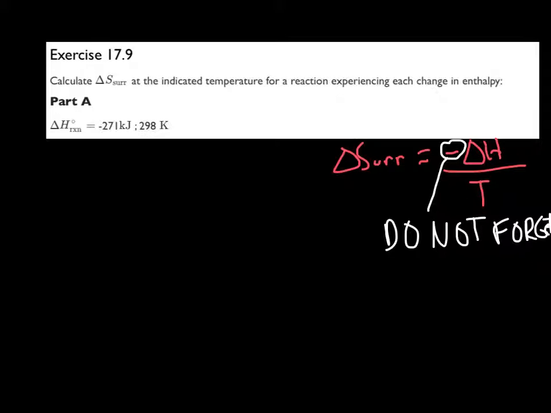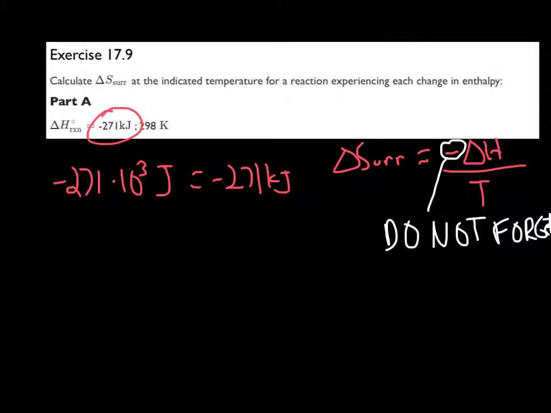So it wants us to find the delta S surroundings with this part A. Delta H equals negative 271 kilojoules and 298 Kelvin. Well, let's see. Delta S is in joules per Kelvin, right? So we have to convert this value right here to joules. So why don't we just go ahead and do that real quick. We have negative 271 times 10 to the 3 joules equals negative 271 kilojoules. So that's out of the way. This is the value we're working with. So let's set the problem up.